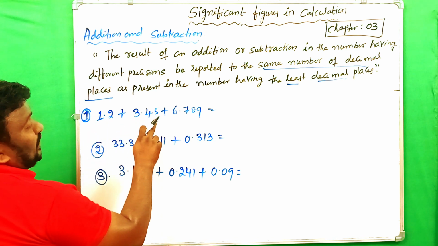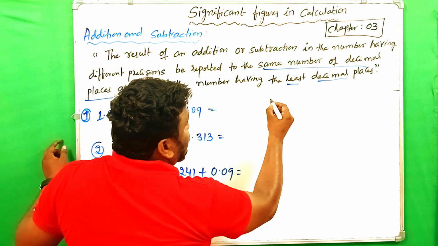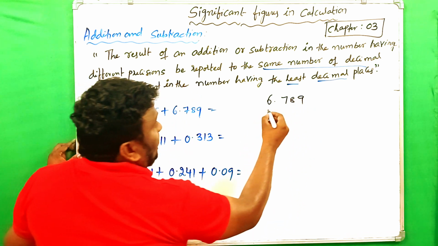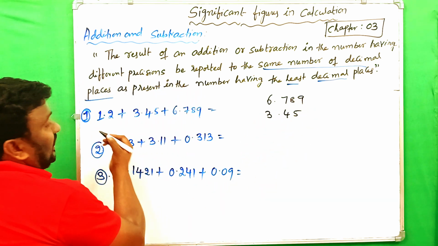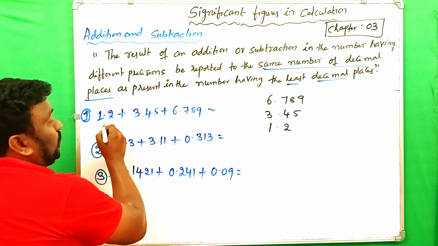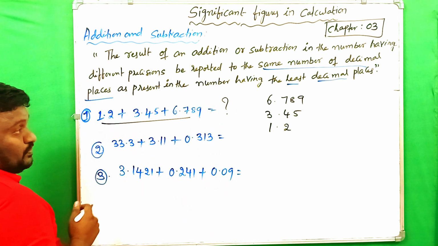Some examples are there. After completing the example calculation, you will understand very clearly. 1.2 plus 3.45 plus 6.789. So we have to add them like this. 6.789 is one number, 3.45 is another number, and 1.2 is another number. We have to add them and round off the final result.